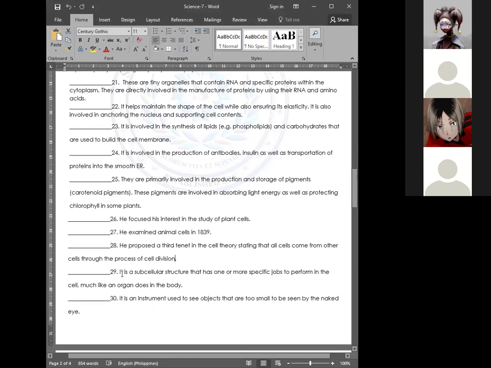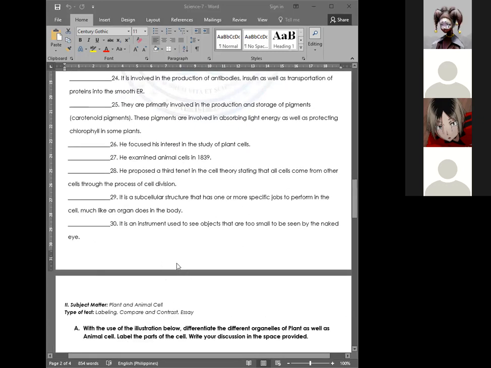Number 29. It is a subcellular structure that has one or more specific jobs to perform in a cell, much like an organ does in the body. It is, yes, organelle, correct, organelle.